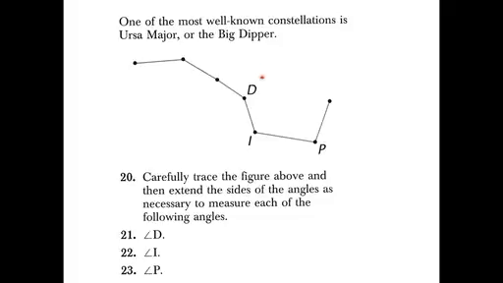Here's another constellation, Big Dipper. Same thing. Trace it on your paper. Extend sides, measure angles.